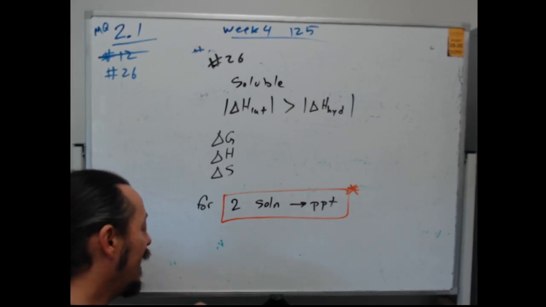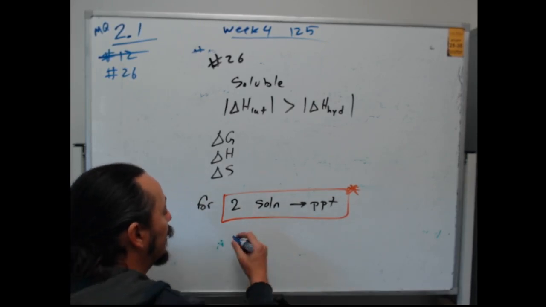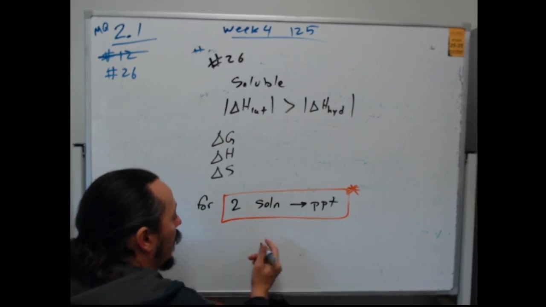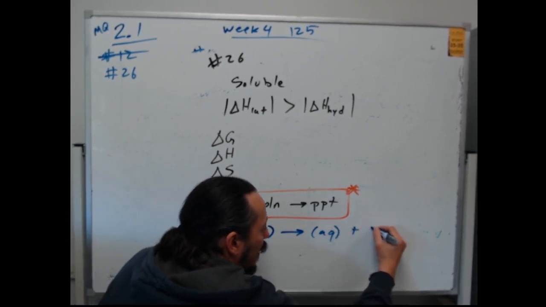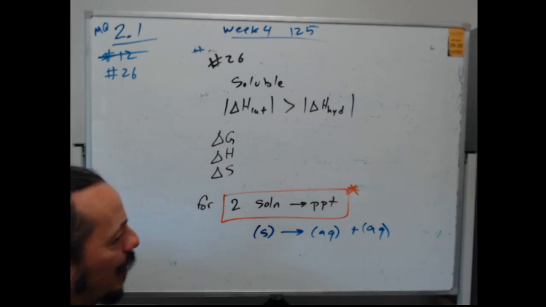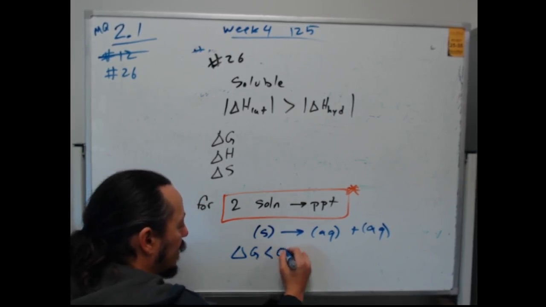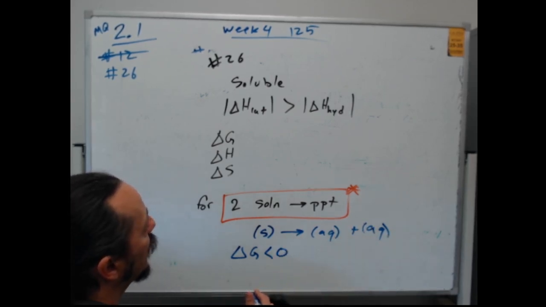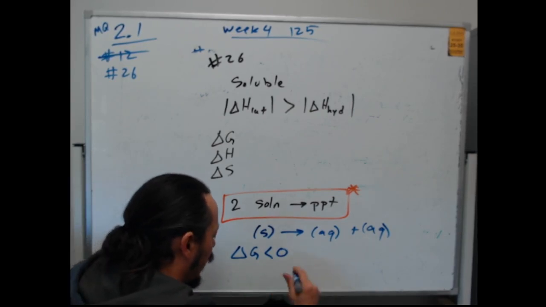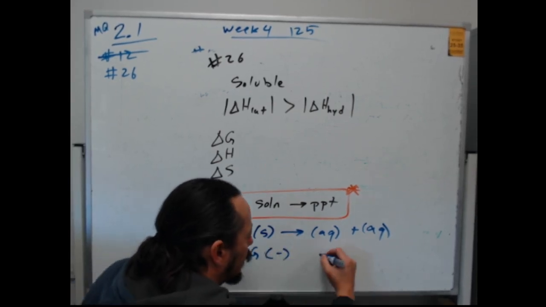Because immediately in my head, as you all know, I do it for a solid going to an aqueous plus an aqueous. That's just how my brain tends to do it. So if it's soluble in this case, delta G would be less than 0 because we're going to go to products. My delta H of lattice is bigger than my delta H of hydration in this case, so delta G is negative.